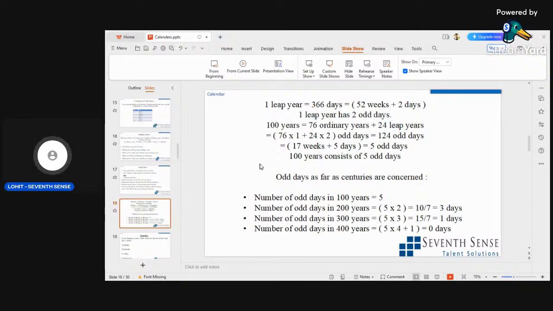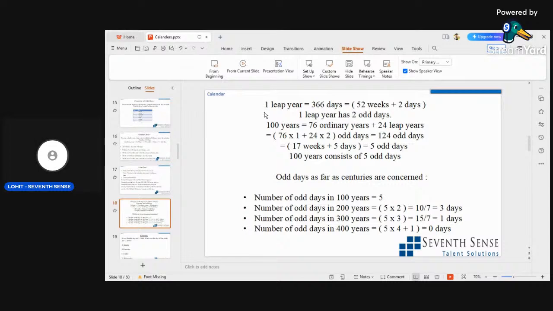Okay, so I was in the leap year. Now we are going to calculate the century year odd days. As you can see in the slide, everything I have written there. So let's go from the starting. I can't write on the board, which would have made it easier to explain.